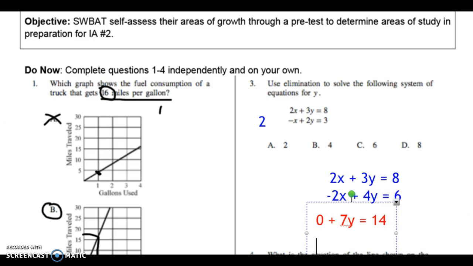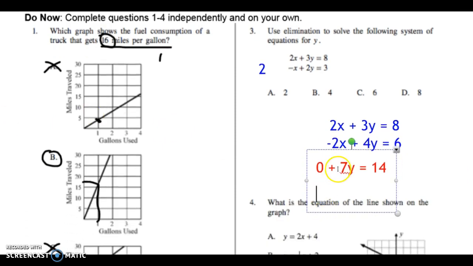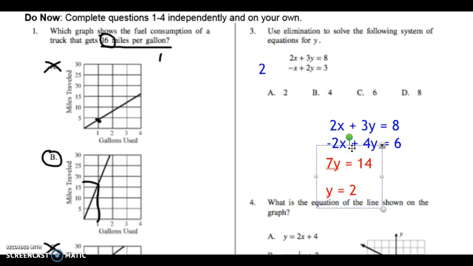Your next step should be to combine like terms. Well, 0 plus 7y, they're not like terms, but I know that I don't need the 0 there. And my final step should be to divide both sides by 7, so I get y equals 2. The question could have asked me for the solution, but it didn't. It asked me just for the value of y, and it says y equals 2, so your answer should be 2.